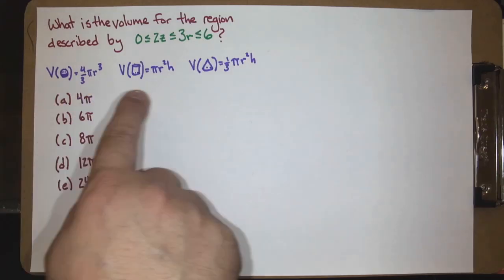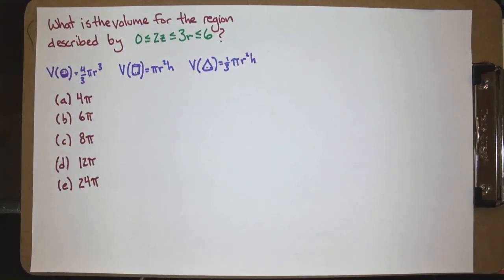Now, the blue parts here are basically from the formula sheet. And that's what it looks like on the formula sheet. It's the volume formulas for the sphere, the cylinder, and the cone. So probably those shapes are involved. And we have some answers: 4π, 6π, 8π, 12π, and 24π.